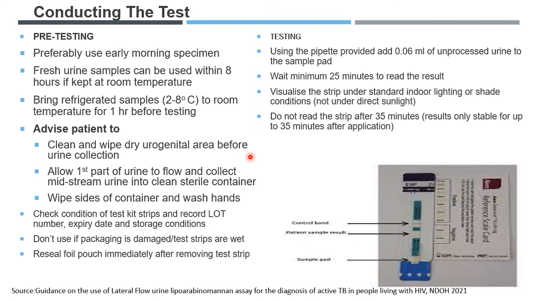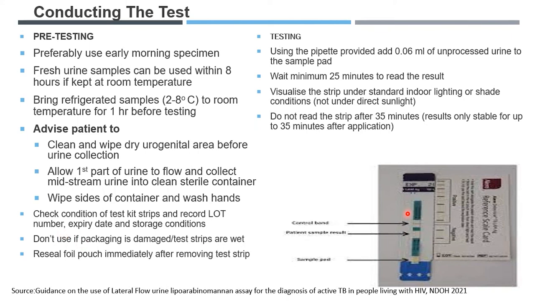Standard guidance applies around advice to the patient on how to actually collect the sample for you. So allowing that first part of the urine, and remember the cleaning, because we don't want any contamination from the perineum or any of the urogenital area. And then we would be recording the test strips. We have to ensure that our test strips are not expired, that they've been kept within the correct storage conditions. And we can't use the test strips if the packaging has been damaged at all, or we notice that the test strips are wet.